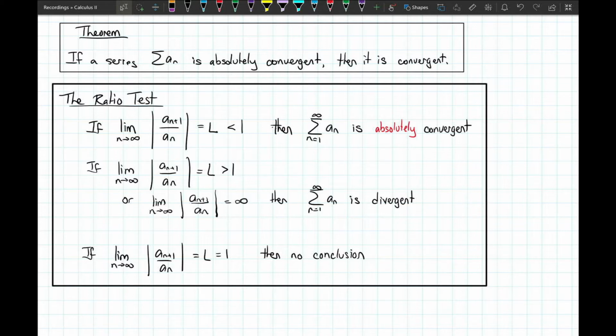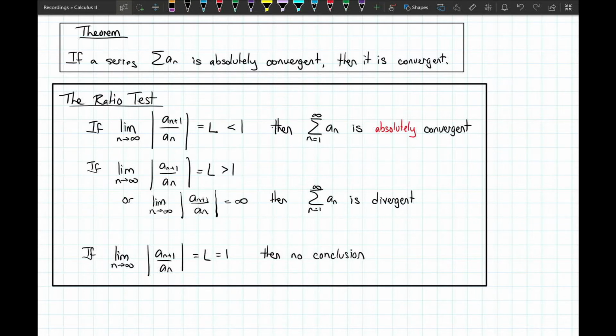And unfortunately, there are scenarios where the ratio test is inconclusive. If we take the ratio a_(n+1) over a_n, take its absolute value, and look at the limit as n goes to infinity, if that equals 1, then unfortunately we can't really conclude anything with the ratio test. This test is going to be very, very useful where the ratio of two consecutive terms can be simplified down to a simple expression. It's really good with powers and exponential functions, for instance.